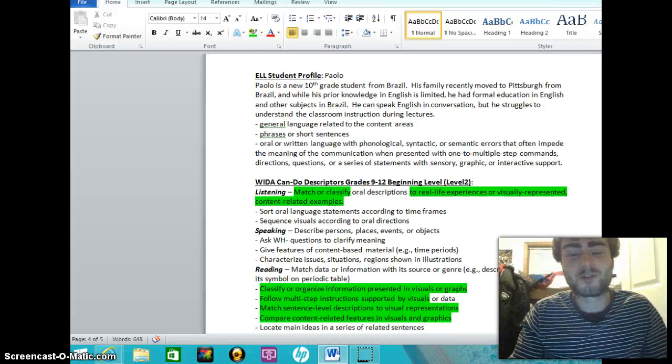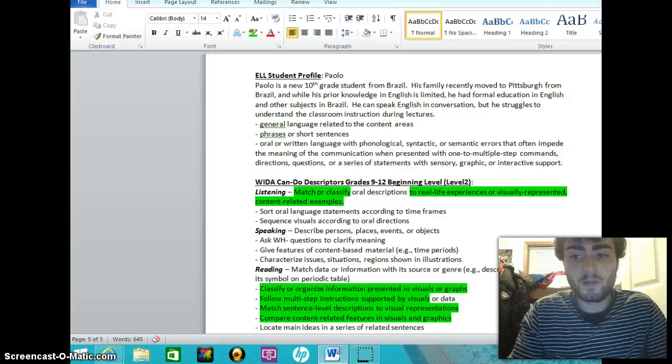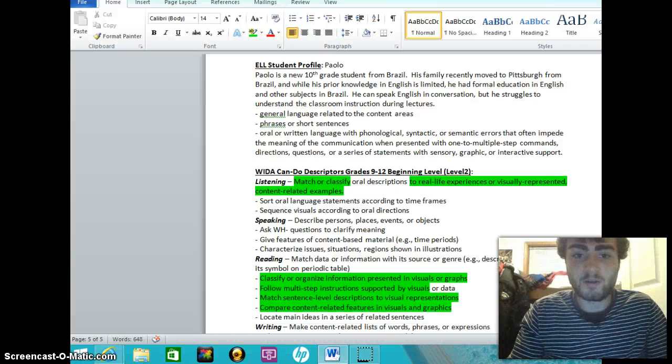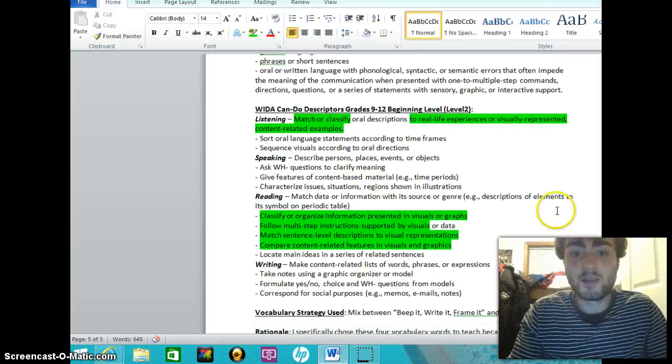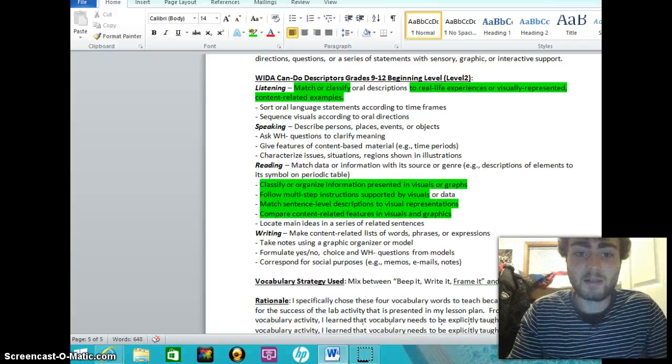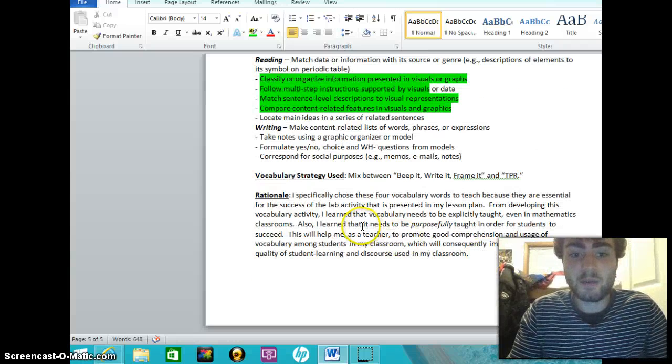And this part is for Dr. Rutledge. This is my student profile. Paolo, I highlighted in green the can-do descriptors that I used in this activity to meet Paolo's needs, and this is my rationale.